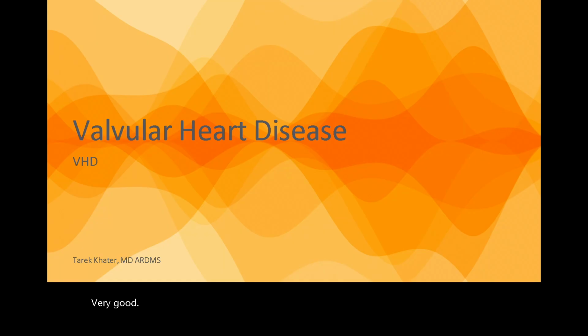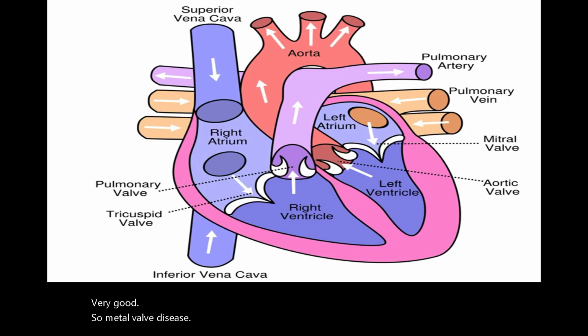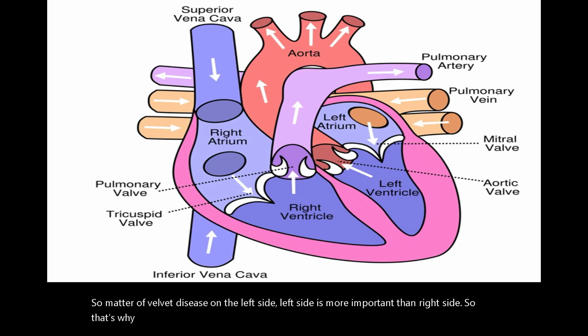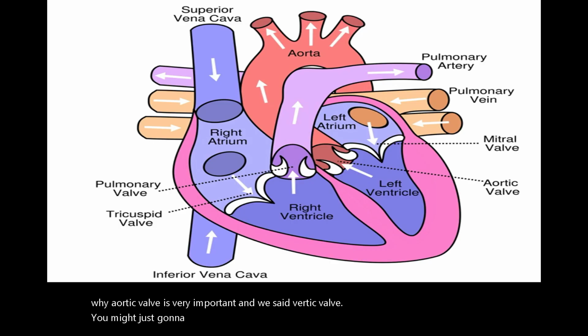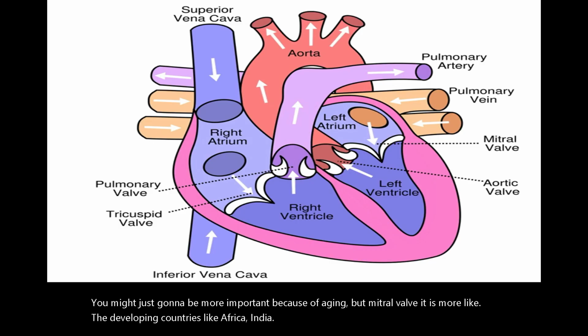So mitral valve disease. Mitral valve disease on the left side. Left side is more important than right side. So that's why the aortic valve is very important. And we said the aortic valve in the United States is going to be more important because of aging, but mitral valve is more in the developing countries like Africa, India, South America.